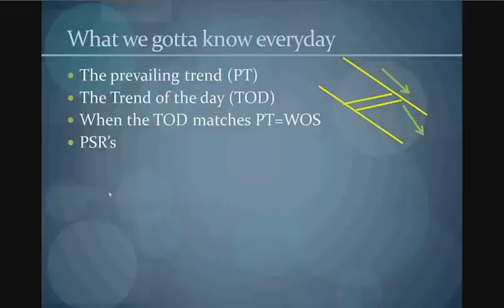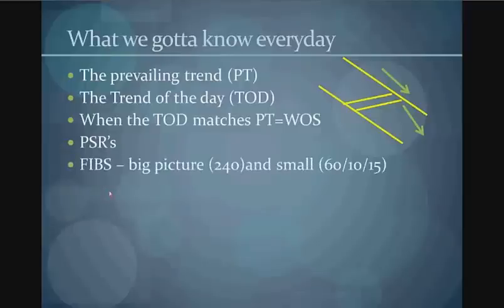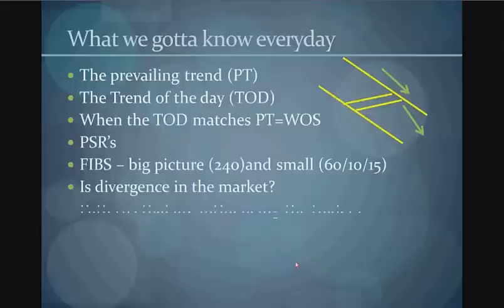Then, we need to know the previous support or resistance. We call them PSRs for short. We need to know the fibs, not just the fibs in the big picture, which is on the 240-minute chart, but we also need to know where the Fibonacci ratios are in the smaller world, which would be in the 60 and maybe the 10 or the 15-minute world. Is there divergence in the market? If there is divergence, we do not stop trading in the direction we're trading, but we're more judicious about moving our stops.